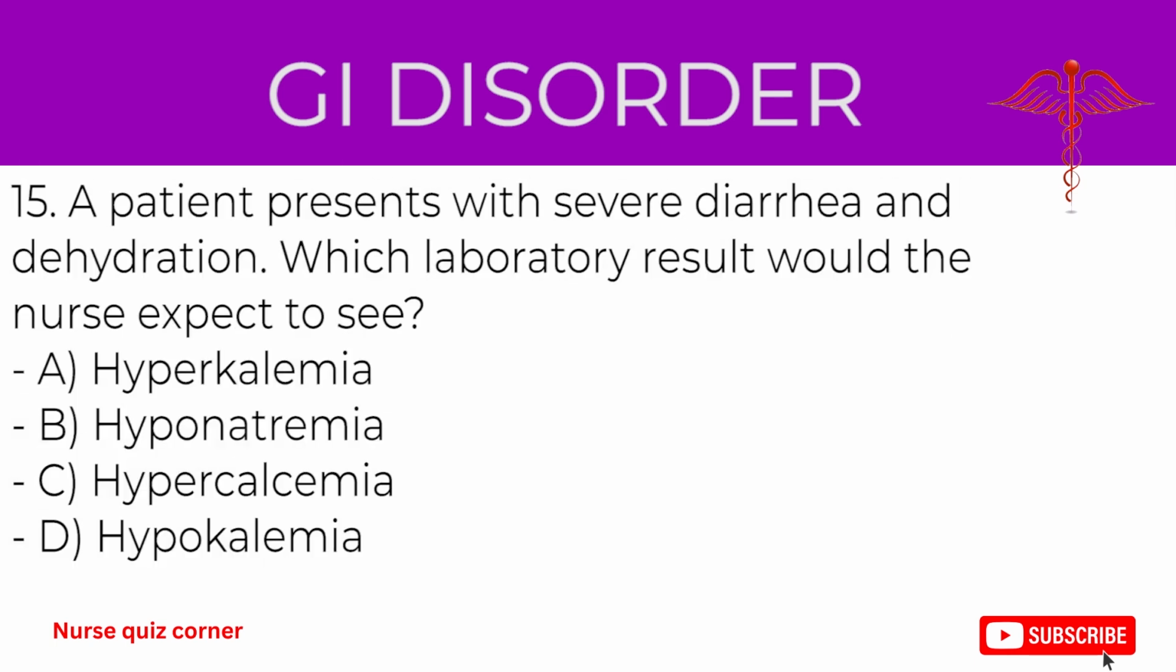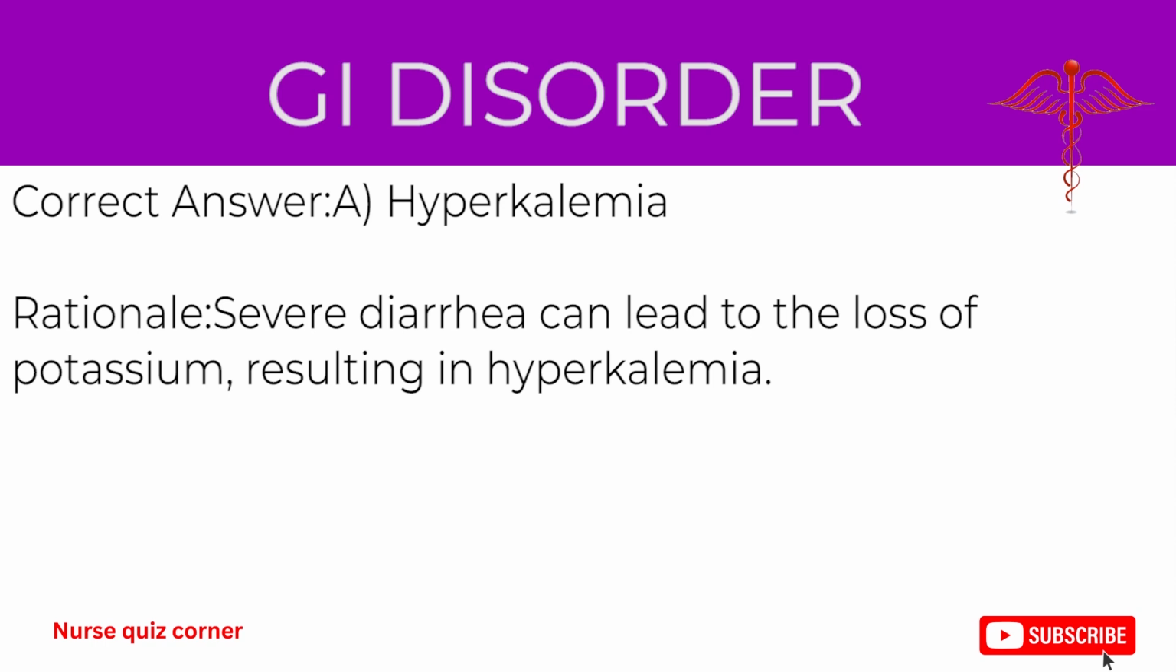15. A patient presents with severe diarrhea and dehydration. Which laboratory result would the nurse expect to see? A. Hyperkalemia. B. Hyponatremia. C. Hypercalcemia. D. Hypokalemia. Correct answer: A. Hyperkalemia. Rationale: severe diarrhea can lead to the loss of potassium, resulting in hyperkalemia.